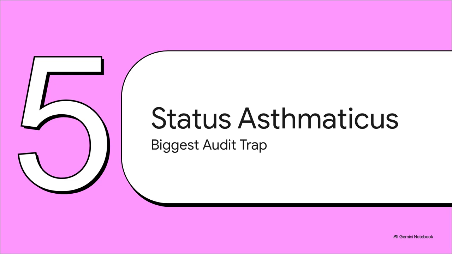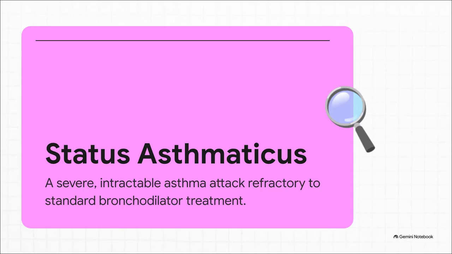Documenting status asthmaticus. This is the highest stakes scenario in Category J45, and honestly, our biggest audit trap. Status asthmaticus isn't just a bad asthma attack. It's a severe, intractable asthma attack that is completely refractory, meaning totally unresponsive, to standard bronchodilator treatment. And here's a surprising fact. Miscoding this can improperly shift a hospital's DRG weight by thousands of dollars per claim. That is exactly why payers audit these charts so aggressively.